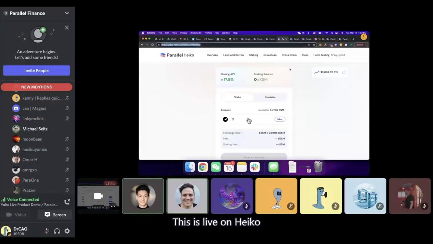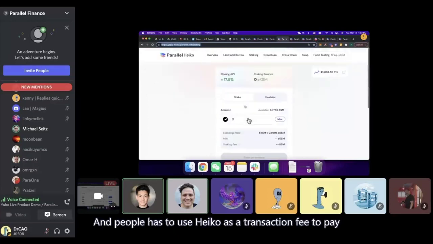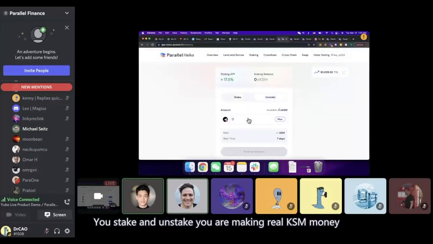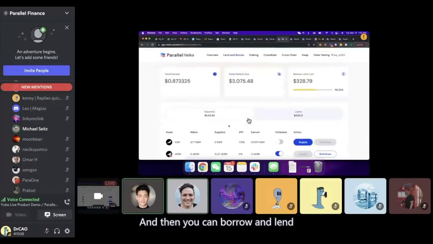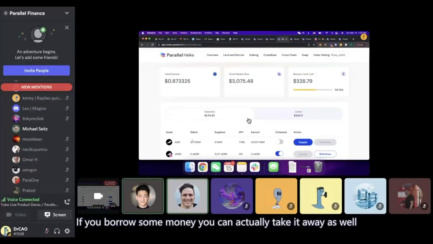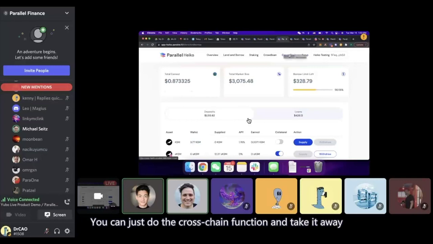This is live on Heiko. People have to use Heiko as a transaction fee to play. Everything is real. When you stake and unstake, you're making the real Kusama money. And then you can borrow and lend. If you borrow some money, you can actually take it away as well. You can just do the crushing and take it away.